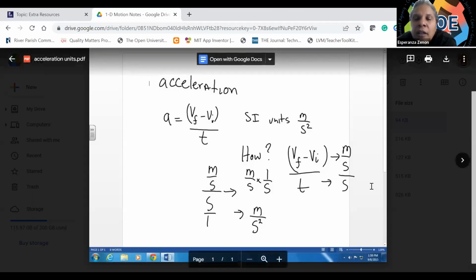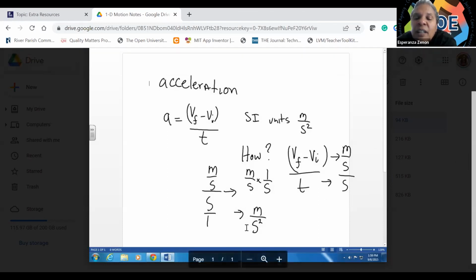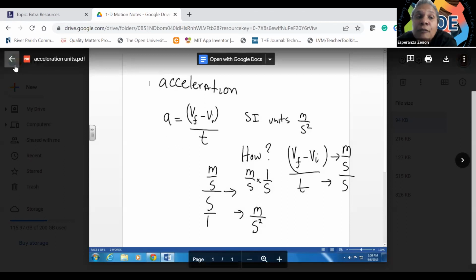So how do you get the unit for acceleration? This shows you. Do I expect you to go through all of this every time you solve a problem? No. If you know that you're finding acceleration, you know that your unit must be meters per second squared. But if you need to do this multiple times to convince yourself that you understand, then do it.